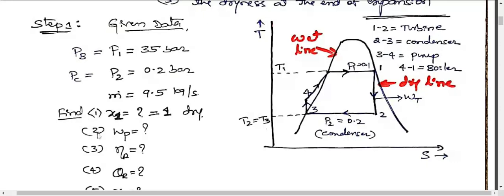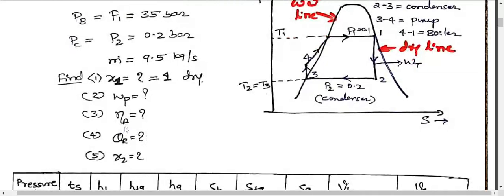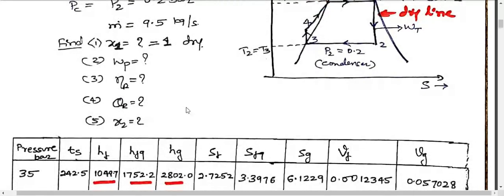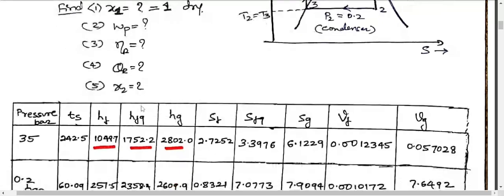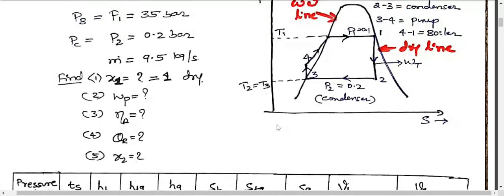Next, what he has asked: work done on the pump, WP, is how much; Rankine cycle efficiency is how much; and one more is the work done by the turbine; then heat rejected in the condenser is how much; then x2 is equal to how much. What is x2? This is point number 2, the quality or condition of steam at exit of the turbine. So exit of the turbine is point number 2, so x2 is equal to how much.